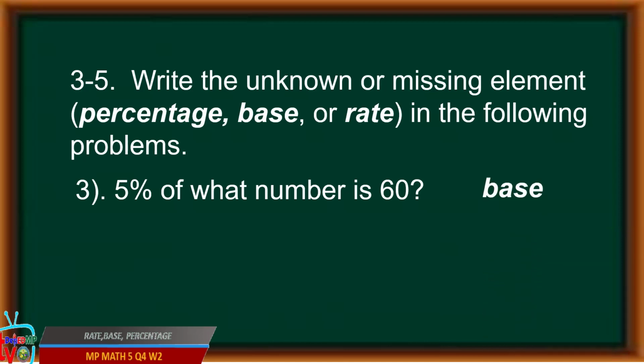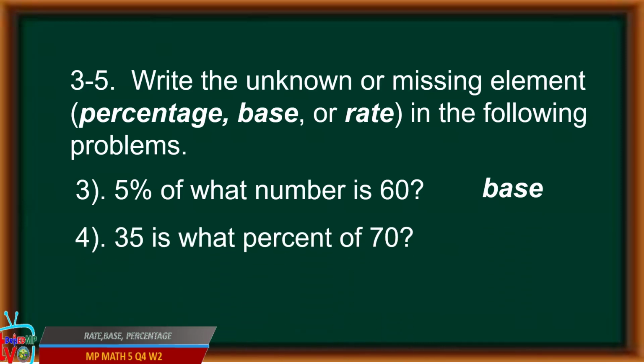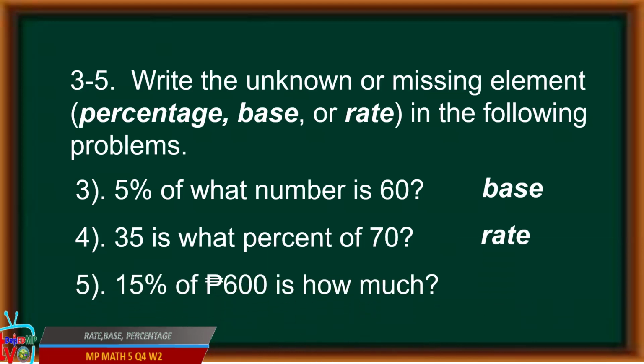The missing element is base. Number 4. 35 is what percent of 70? The missing element is rate. Number 5. 15% of 600 pesos is how much? The missing element is percentage.